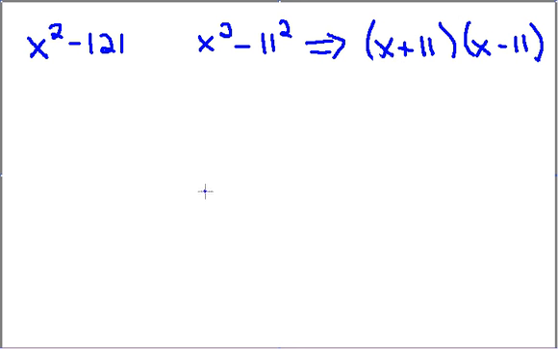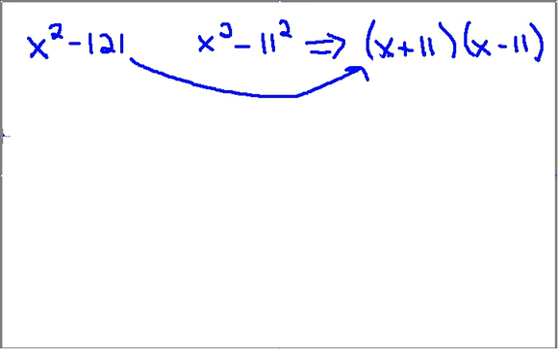So if we were to multiply that out, x times x is x squared. X times minus 11 is minus 11x. 11 times x is a positive 11x, so the positive 11x and the minus 11x cancel. And then our 11 times a negative 11 is a minus 121. That gives us what we started with, x squared minus 121. That then is the factorization of x squared minus 121.